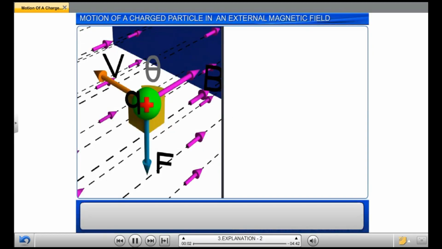The magnitude of the force acting on the particle, F, is equal to BqV sin theta, where theta is the angle between the direction of the velocity and the direction of the magnetic field. Since, in this case, theta is equal to 90 degrees, sin 90 is 1, and hence the force is denoted by F is equal to BqV.